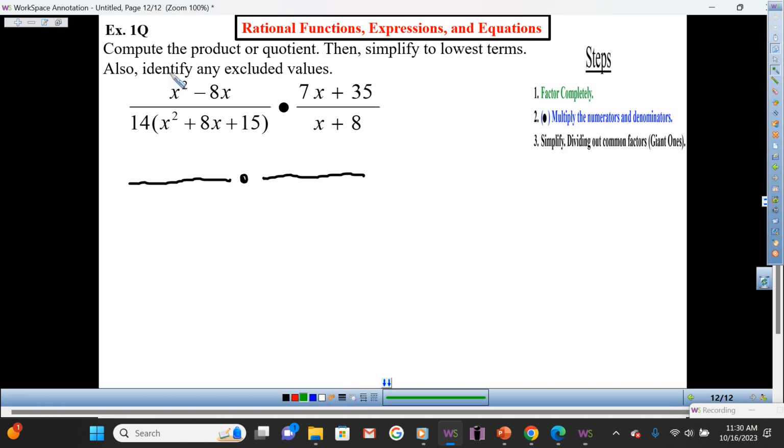All right. Danelli, what'd you get for the numerator factored form?